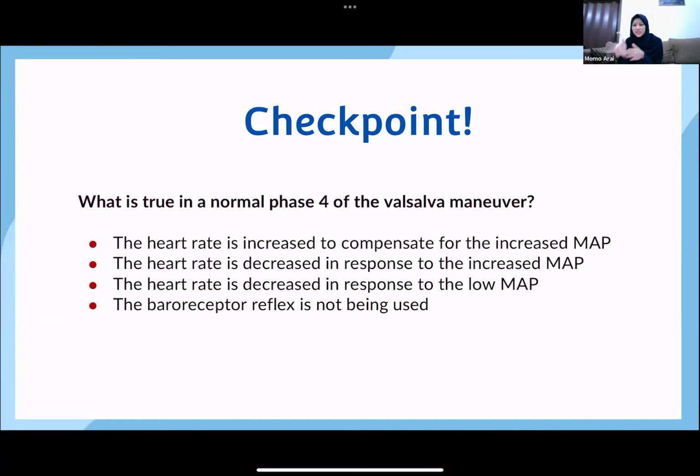So, checkpoint, we'll try to answer this question. I just explained it. But what is true in the normal phase 4 of the Valsalva maneuver? A, B, C, D. Just give me an answer. The main thing is changes in heart rate. Okay, good job. I hope that's clear for everyone, including those watching the recording. B is the correct answer, and heart rate is decreased in response to increased MAP.